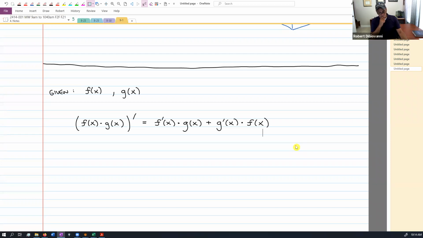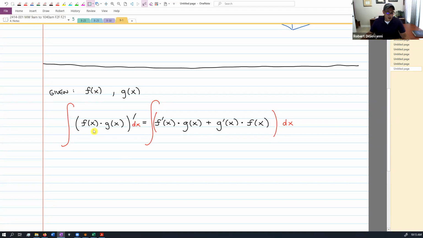Now remember, the antiderivative is the inverse operation of the derivative. If you take a derivative and then the antiderivative, you go back to where you started. Does that make sense? So what I'm going to do right now is take the antiderivative on both sides of this equation, on the left side and on the right side, with respect to dx, treating x as the variable, because these are both functions of x.